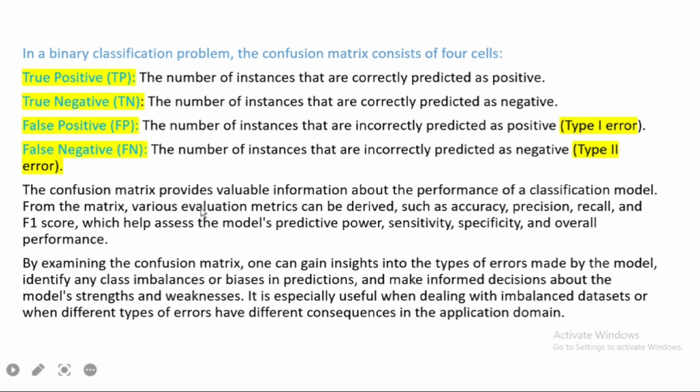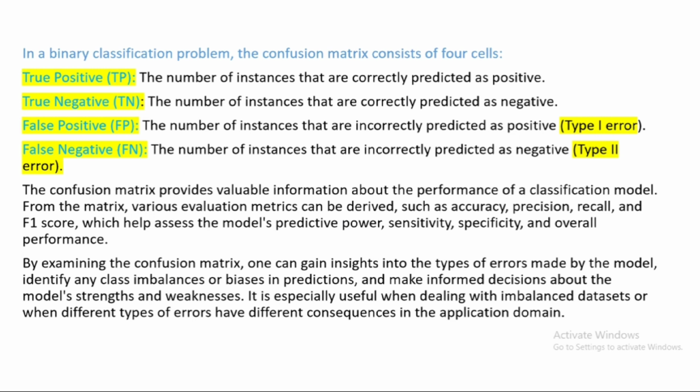The confusion matrix provides valuable information about the performance of a classification model. From the matrix, various evaluation metrics can be derived, such as accuracy, precision, recall, and F1 score, which help assess the model's predictive power, sensitivity, specificity, and overall performance.